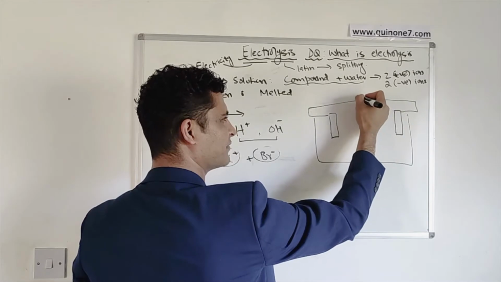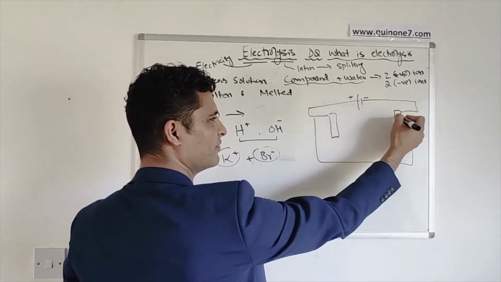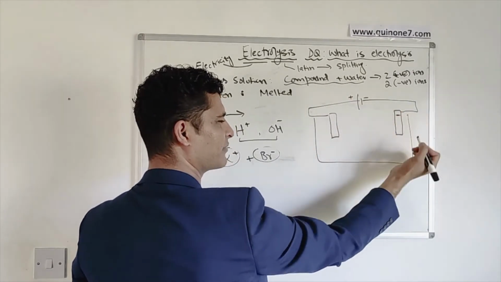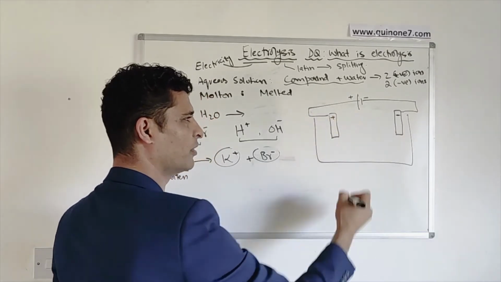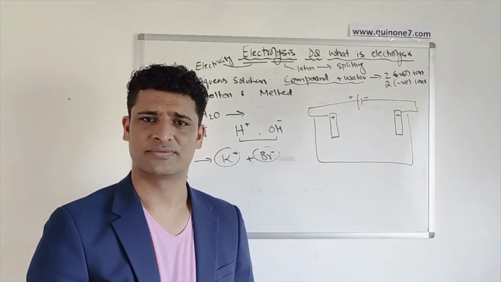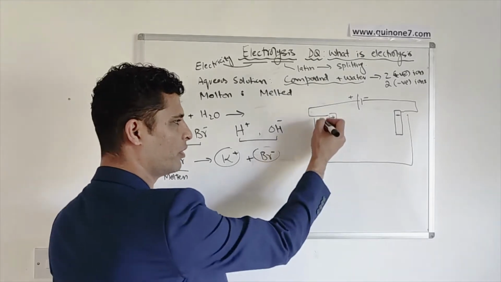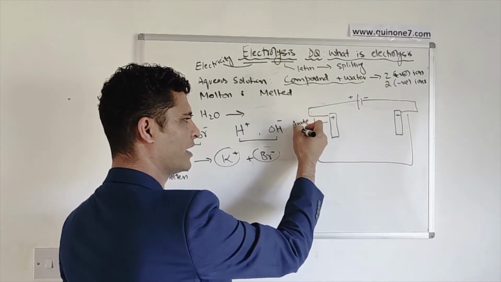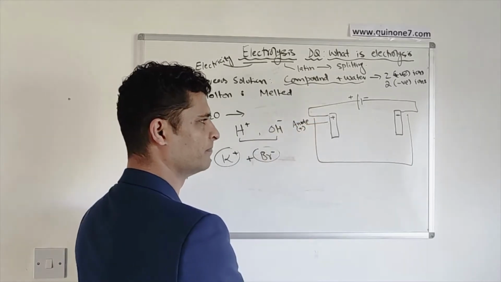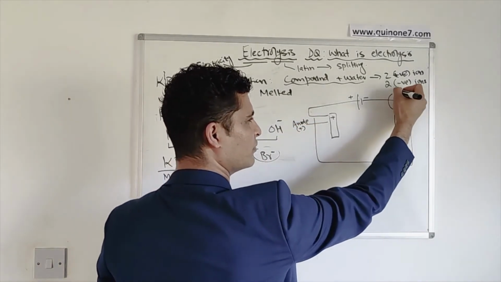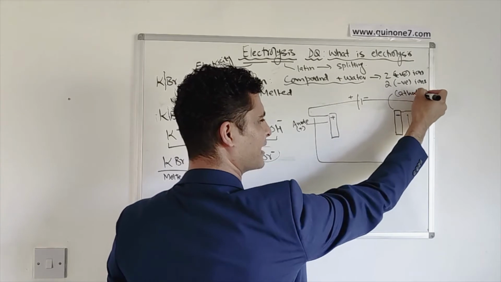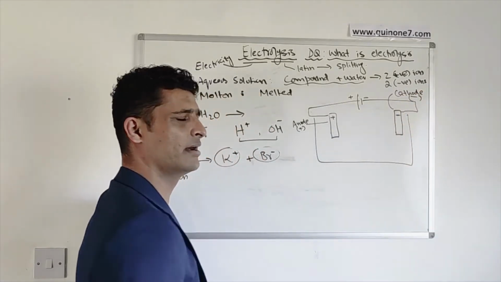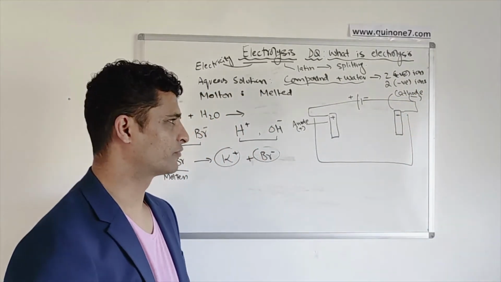The one which is connected with the negative terminal of the battery will be known as the negative electrode, and the one which is connected with the positive will be known as the positive electrode. In chemistry, the positive electrode is called anode. So anode means it's a positive terminal. The negative will be known as cathode. Cathode means a negative electrode.